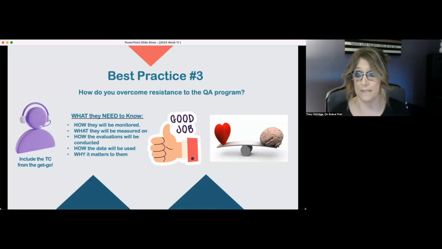What is it that they're going to be assessed on as they go through this process? Number 1, how is it that they're going to be monitored? It's going to be random, but yes, we are going to select them once in a while based on this criteria. So if you have an unconscious person, if CPR is being done, yes, that call is going to be pulled every time. So they'll kind of have an understanding. What is it that you will be measured on? How the evaluations will be conducted. Are they going to be conducted electronically, written on a piece of paper? How will the data be used and why it matters to them?